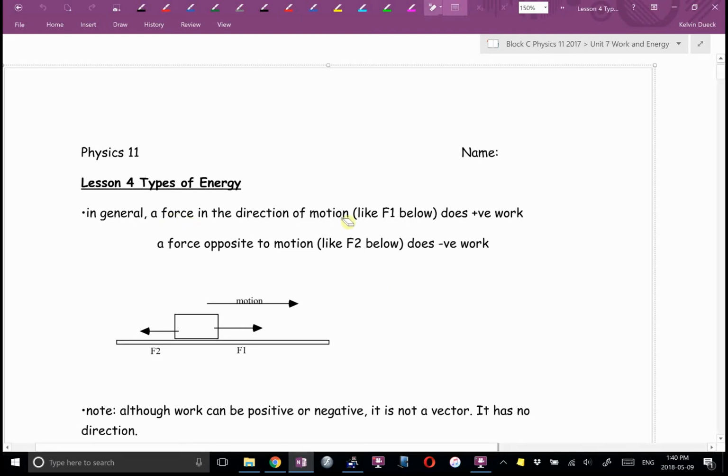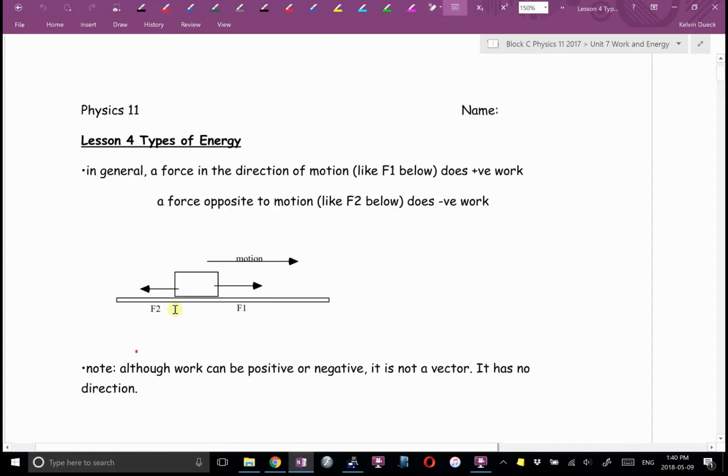If the force is in the same direction as motion, like F1 in this little picture here, we say it's doing positive work. What we're really saying is it's adding energy to the system. If you have a force that's in the opposite direction of the motion, like F2 in this picture, we say it's doing negative work. It's bleeding energy off. So although work can be positive or negative, it's not a vector. It has no direction, much like your future, right?